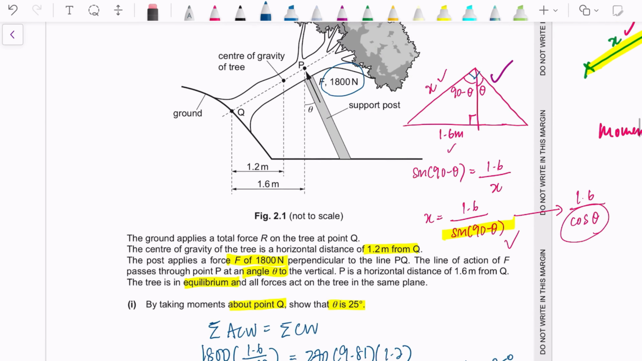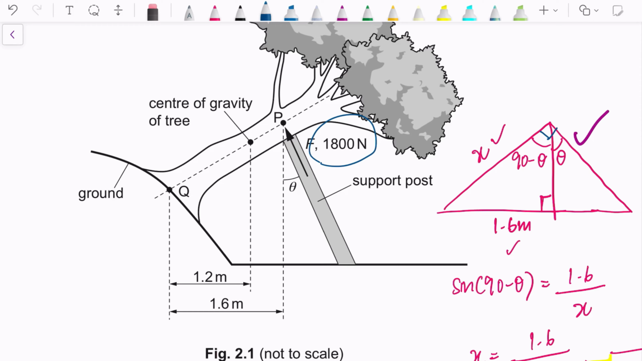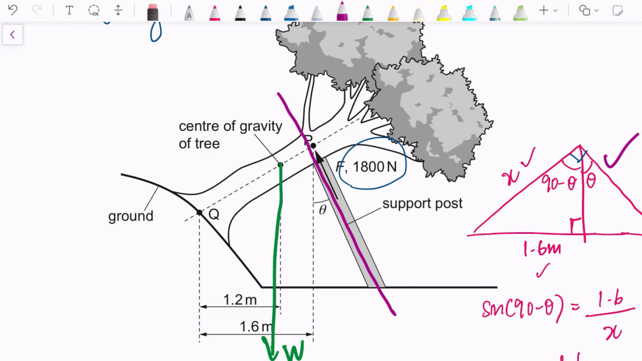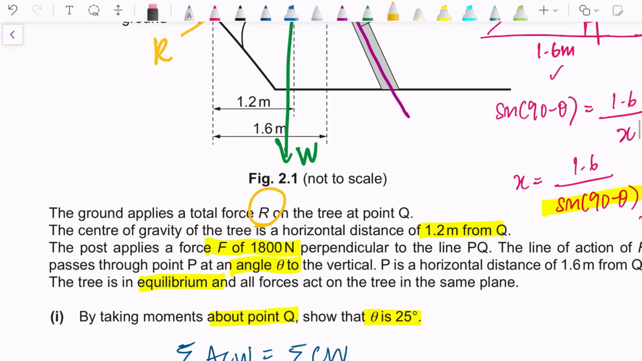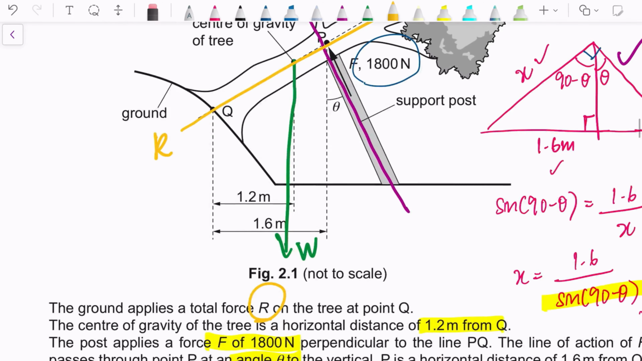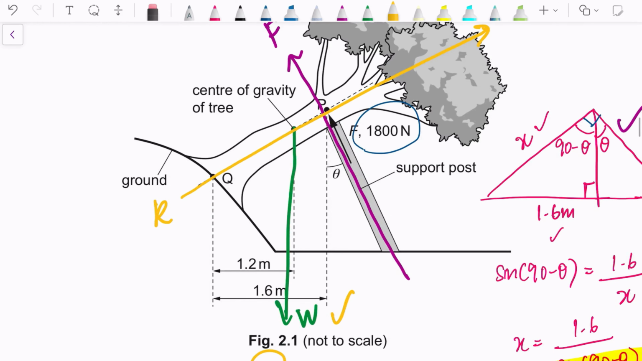For R, you don't know, because the forces that you have to draw here, right? Okay, let me draw first, because I think I should have shown this first. Okay, you should draw your weight, your force F 1800 Newton, as well as your total force R. Yeah, you don't know how much force is R, but you do know what is the value of your weight and your F. So with these two information, you can draw your R.